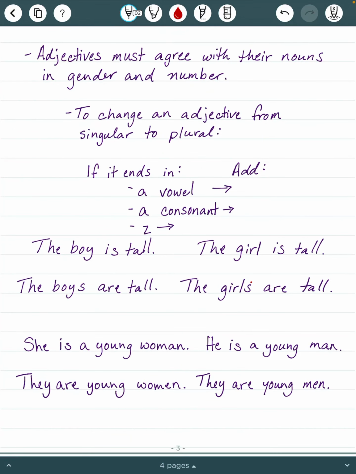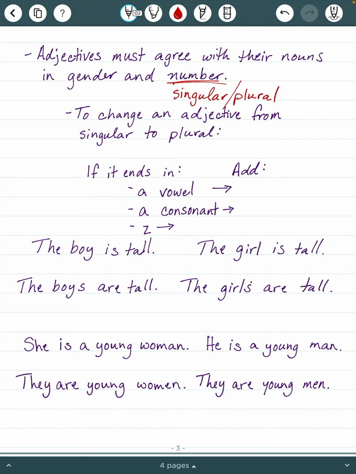All right, so we have that they have to agree in gender and number. We got gender. Let's talk about number. So when we say number, we're talking about singular or plural. Is it the one boy? Is it more than one boy? Is it the one girl? Is it several girls? So we do have to change this adjective sometimes to make it plural.